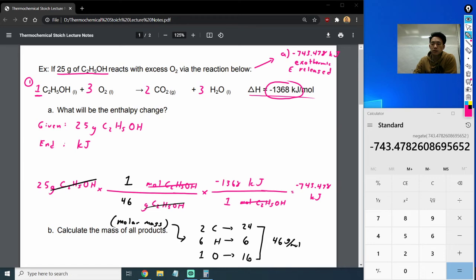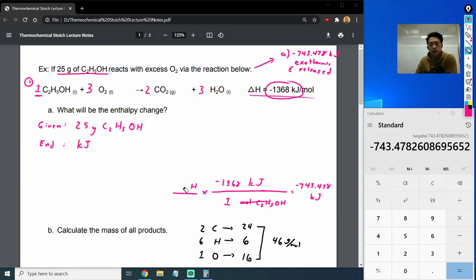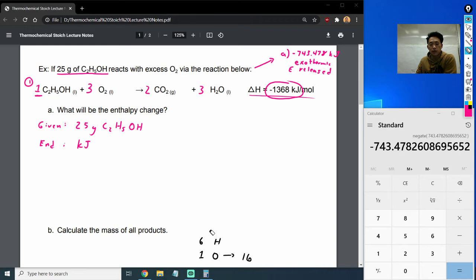All right, so that was part one, where we just find the enthalpy change. Now we can move on to part B, and for part B, we need to find the mass of all the products. This is something that we've done before, so if you feel pretty confident trying this out on your own, you can pause the video and check your answers at the end. But if you're still a little bit uncomfortable, since this is a new type of equation, we can go over it step by step. But it's pretty much the same thing that we've been doing.